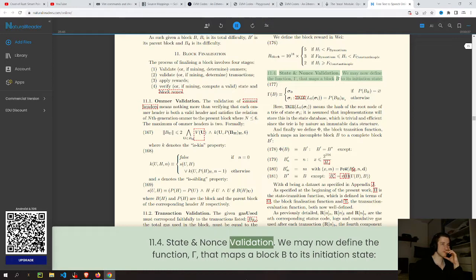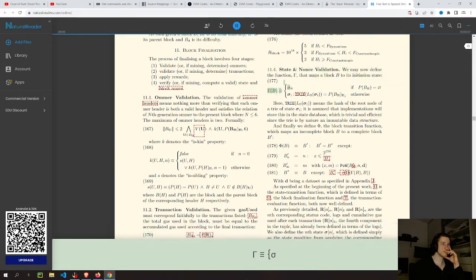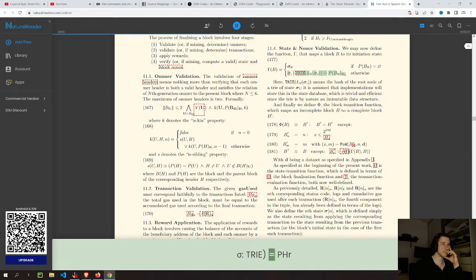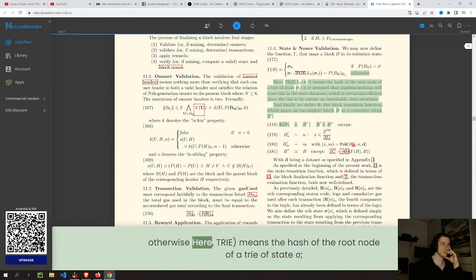11.4 State and nonce validation. We may now define the function gamma, that maps a block B to its initiation state. Γ(B) = σ_0 if P(B_H) = ∅, otherwise the state whose tree root equals the parent's state root. Here, TRIE means the hash of the root node of a tree of state sigma. It is assumed that implementations will store this in the state database, which is trivial and efficient since the tree is by nature an immutable data structure.